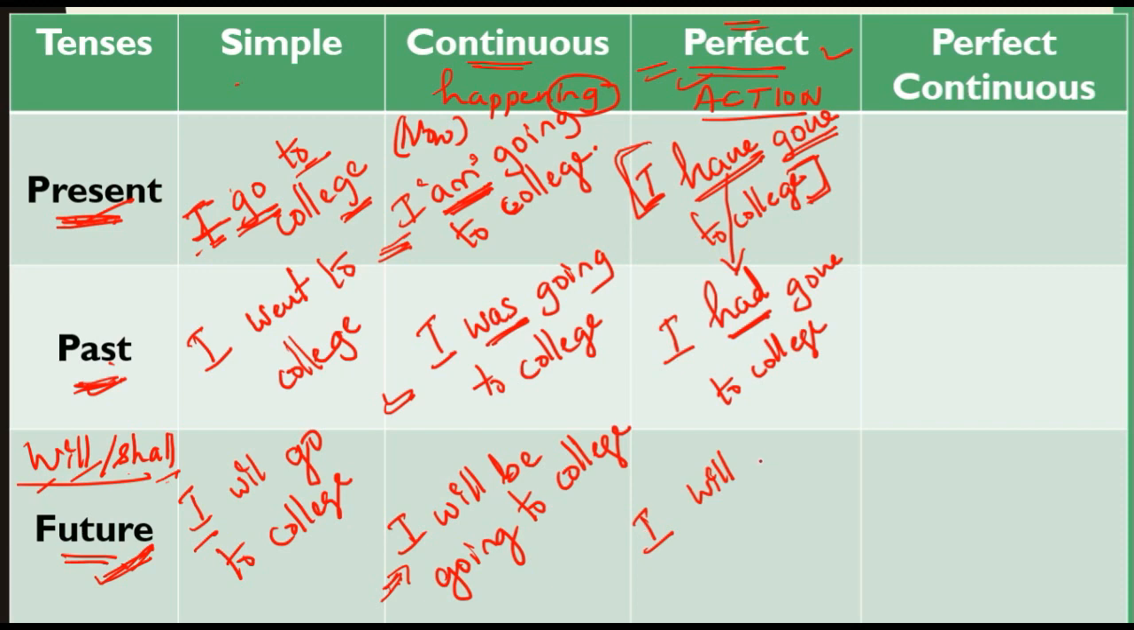So the sentence will be I will have gone to college. I have gone to college. I had gone to college. I will have gone to college.